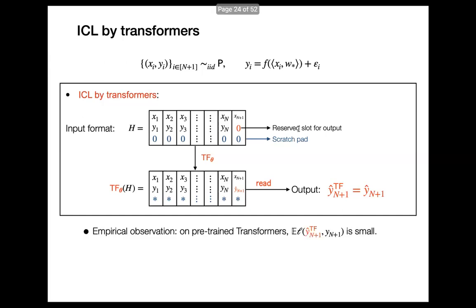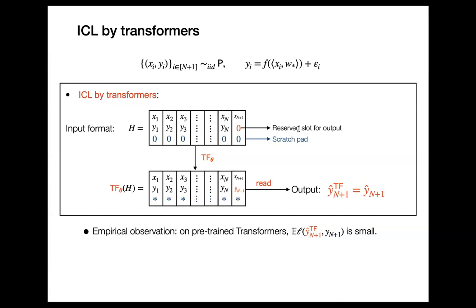And we hope that this y hat n plus 1 is very close to y n plus 1. So we hope that this transformer can learn something from this training data set, so that the test error, the loss function applied on this y hat and y, is small. And this is our empirical observation. I have demonstrated this observation in this Bayesian linear model.